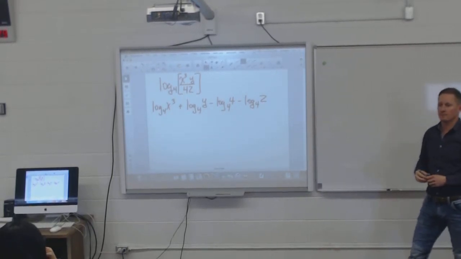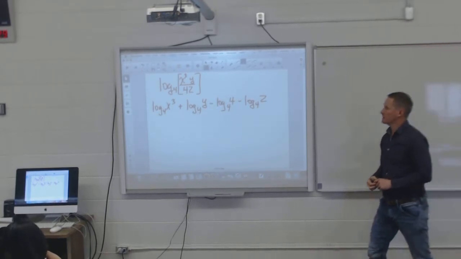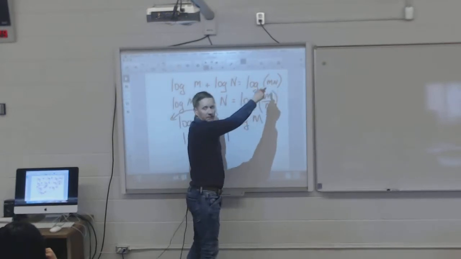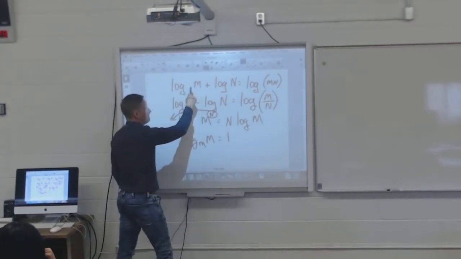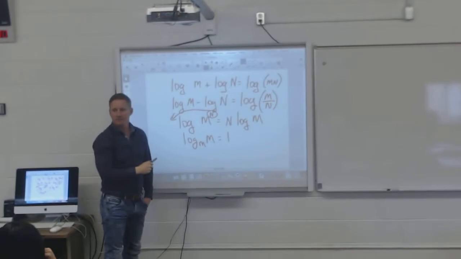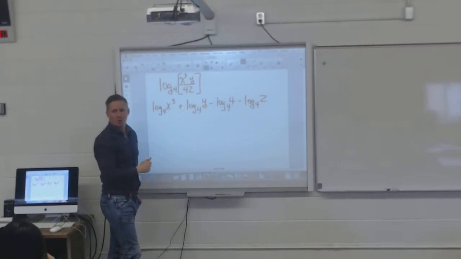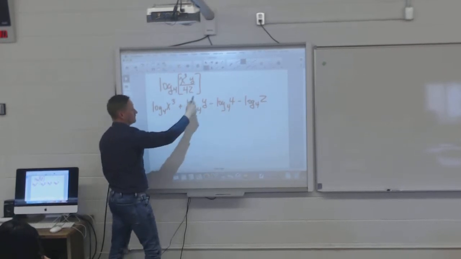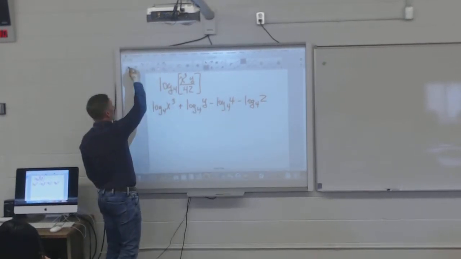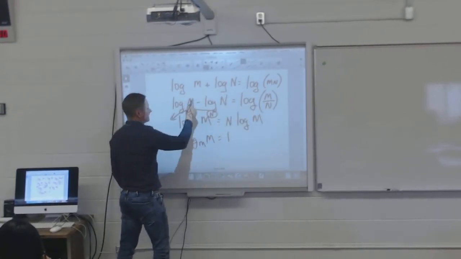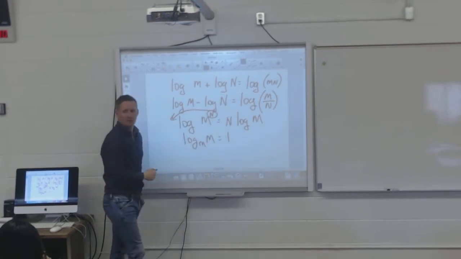I just don't get the adding and subtraction. Okay, so let's go back to this. The log of m times n is the log of m plus the log of n. Now let's look at this. I've got the log of x cubed times y, which is the log of x cubed plus the log of y. The log of m over n means I take the log of whatever's on top and I subtract the log of whatever's on the bottom.